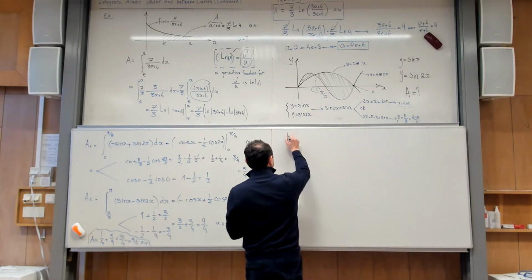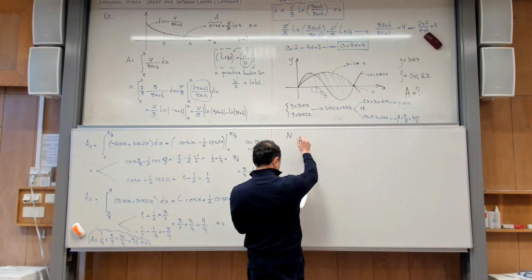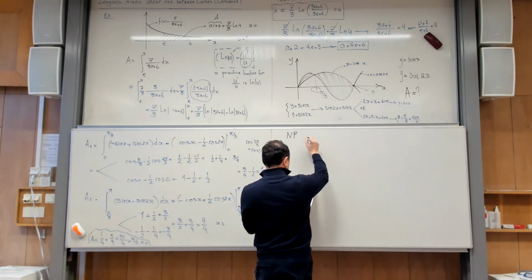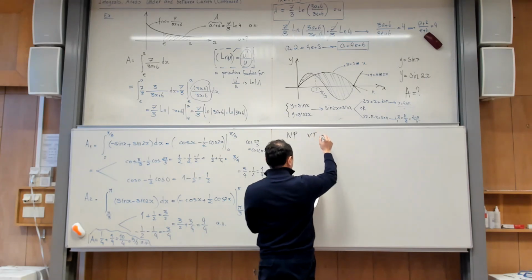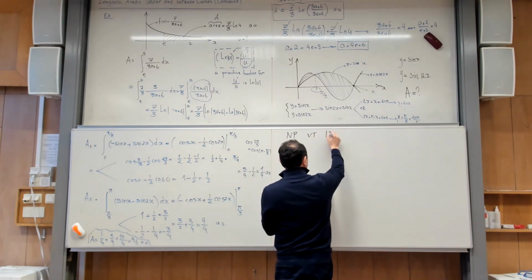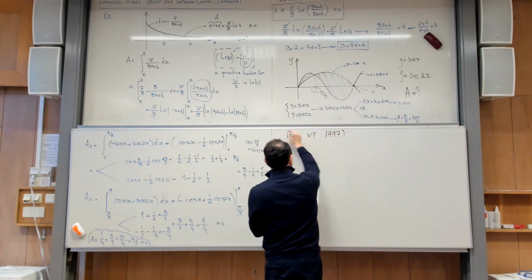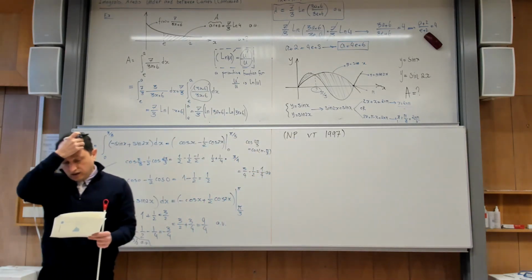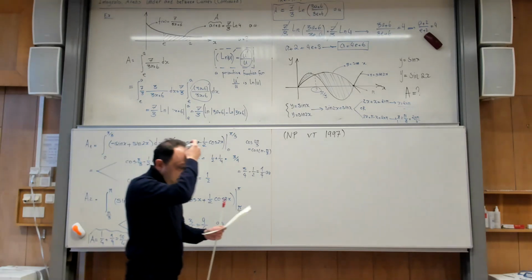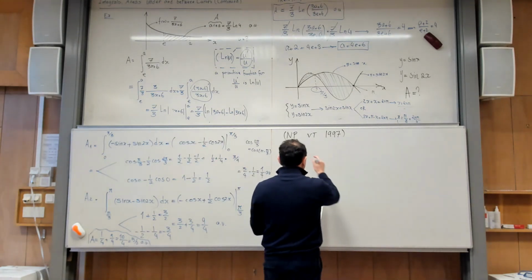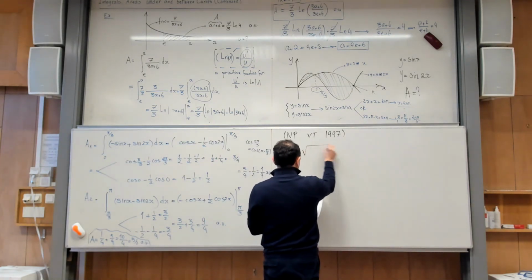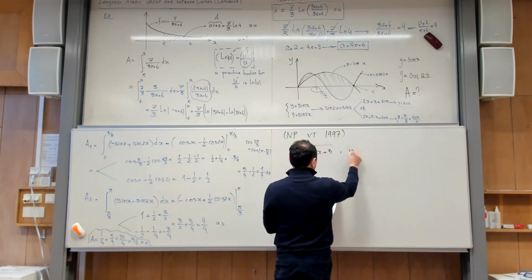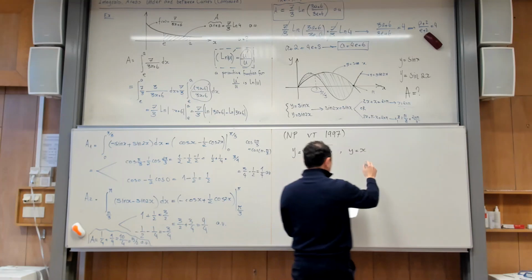So determine the exact area. So this is the national exam, the spring term probably 1997. Determine the exact area of the region enclosed by y equals the square root of 2x plus 3 and y equals x and the x-axis.